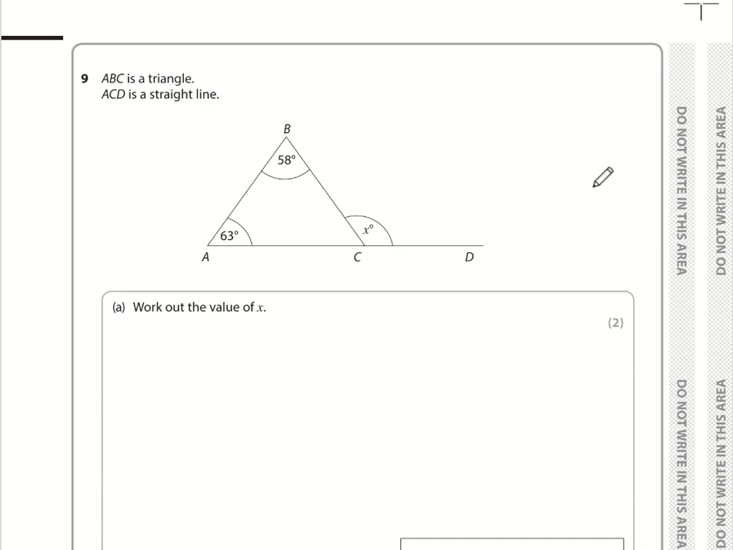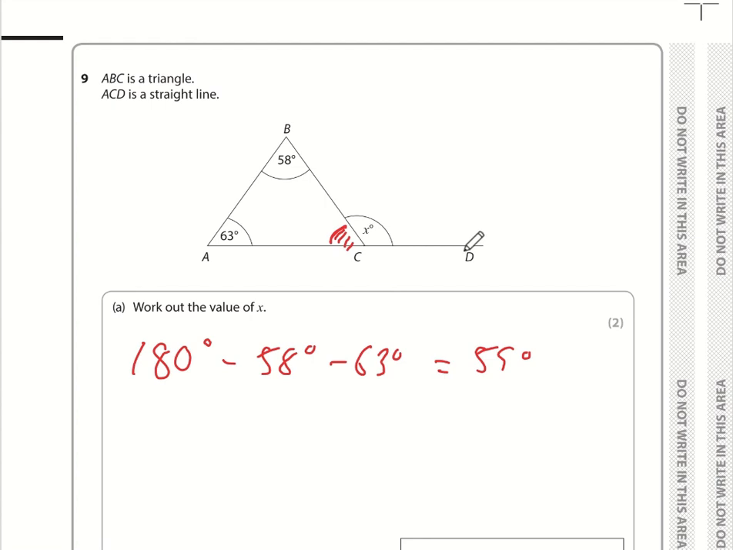So for this question we need to work out the value for x. So ABC is a triangle. We know angles in a triangle add up to 180. So 180 degrees, take away 58 degrees, take away 63 degrees. Sorry, this is me trying to work out this angle here, and therefore this angle here is 59 degrees.